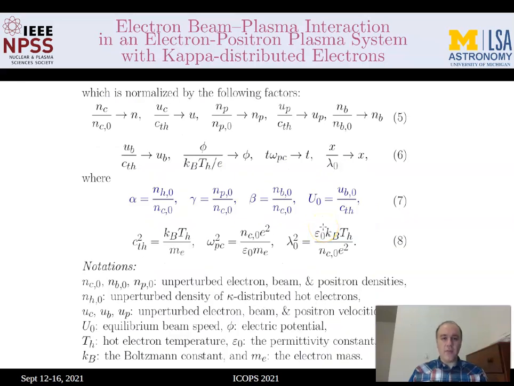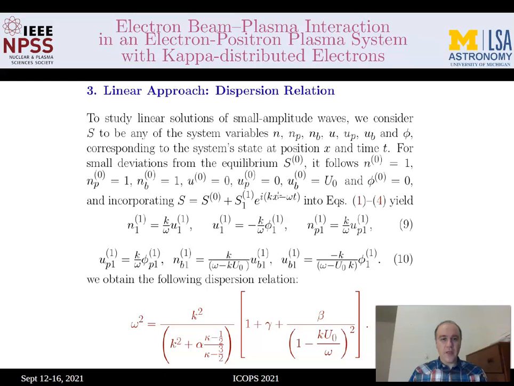Also, I use the following normalization factors, constants, and definitions: alpha is the density of hot electrons over cold electrons, gamma is the density of positrons over cold electrons, beta is the density of the beam electrons over cold electrons, and U0 is the equilibrium beam speed, the speed of beam electrons normalized by the hot thermal speed. By using a linear approach, I obtained linear dispersion relations.